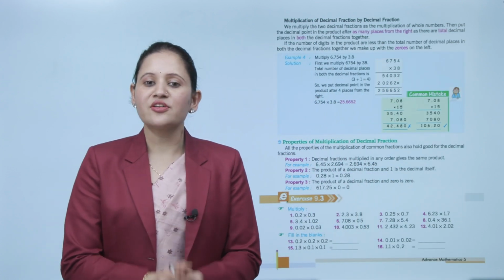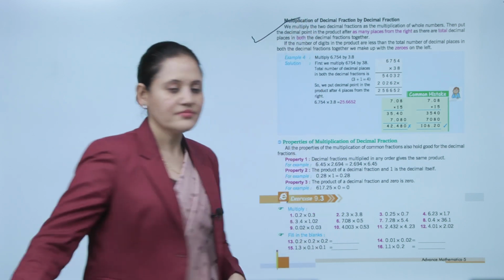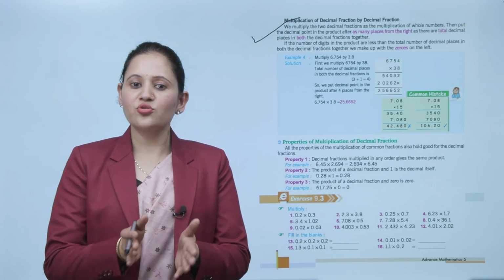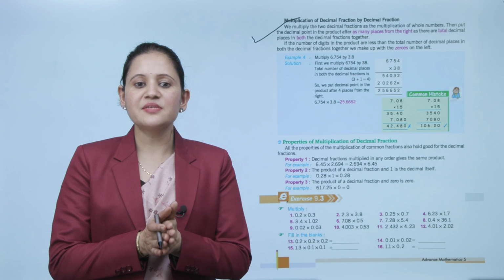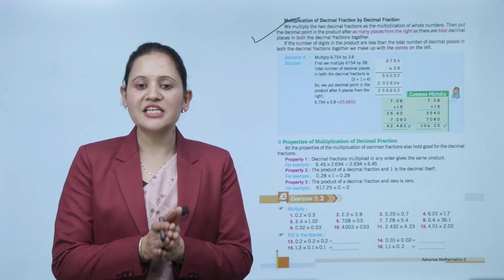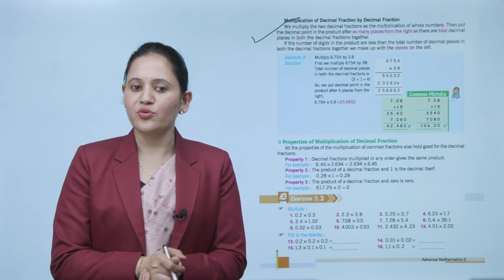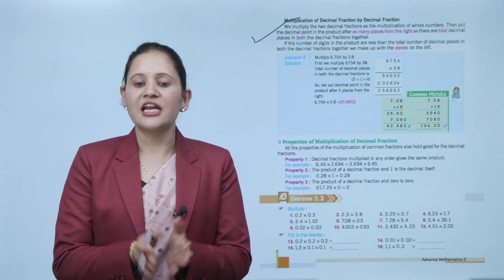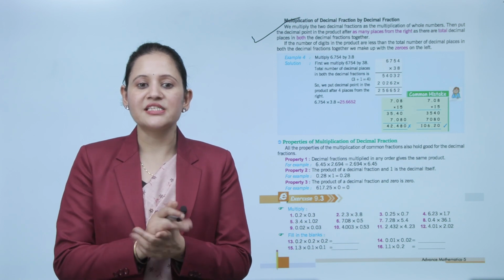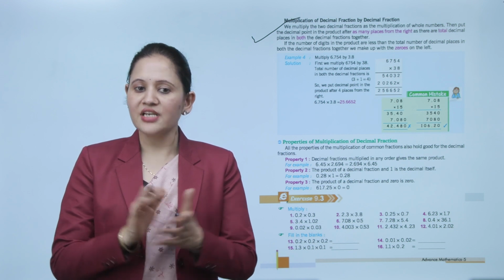Next is multiplication of a decimal fraction by a decimal fraction. We multiply the two decimal fractions as the multiplication of whole numbers. We put the decimal point in the product after as many places from the right as there are total decimal places in both the decimal fractions together. If the number of digits in the product is less than the total number of decimal places in both the decimal fractions together, we make up with zeros on the left.